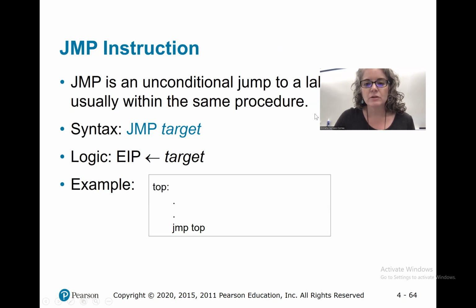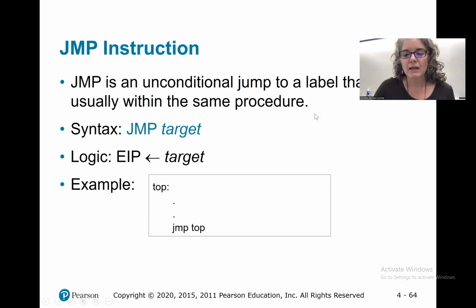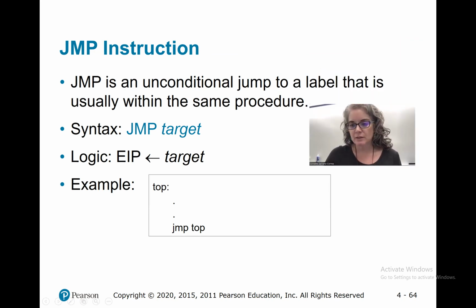Okay, so the jump instruction is what we call an unconditional jump, which means that it doesn't jump on a condition. Like it doesn't jump if something's true or false. It just jumps when it gets to that line. So it's unconditional.